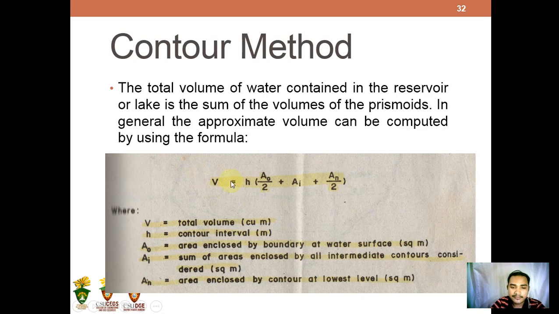It is V equals H times (AO over 2 plus AI plus AN over 2), where V is the total volume, H is the contour interval, and AO is the area enclosed by the boundary of the water surface, the topmost contour, the water surface area. AI is the sum of the areas enclosed by all intermediate contours considered, the total area between the water surface contour and the bottom. And AN is the area enclosed by the contour at the lowest level. These are in square meters.